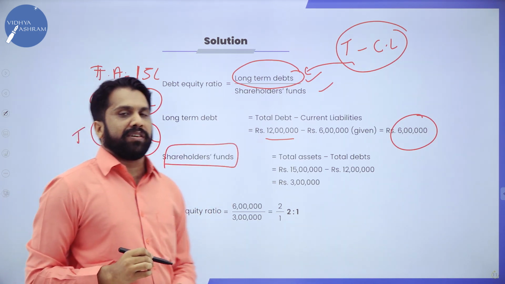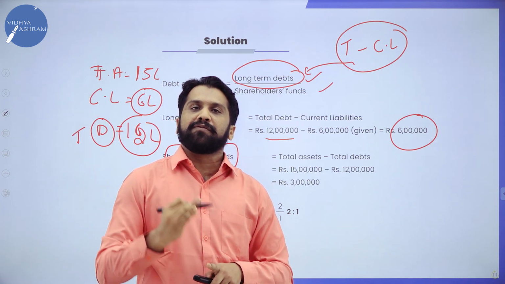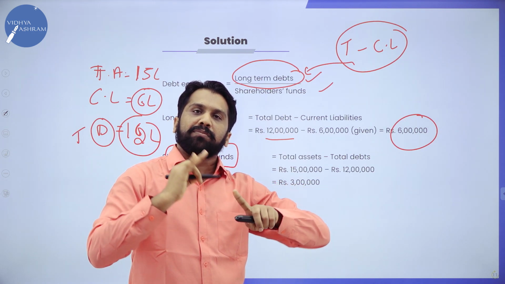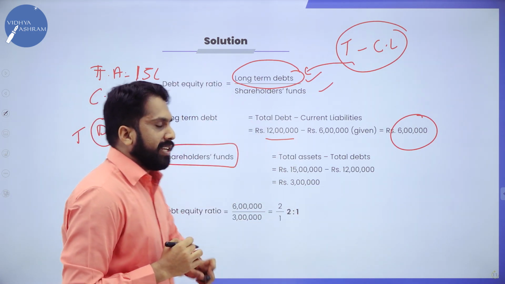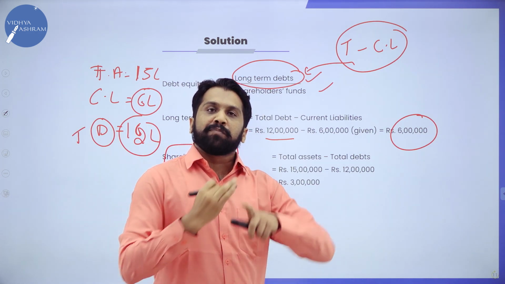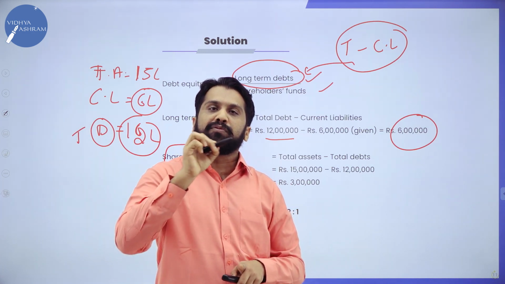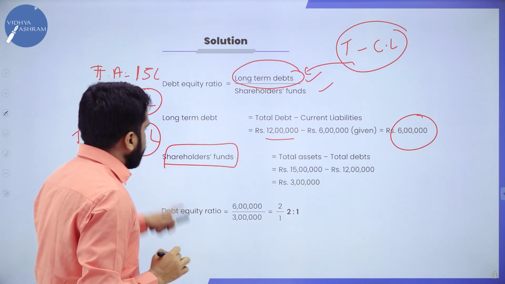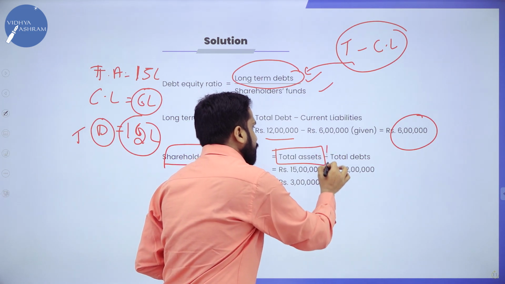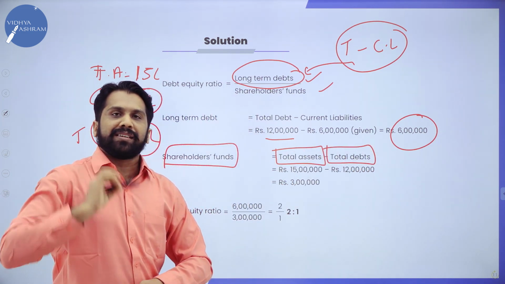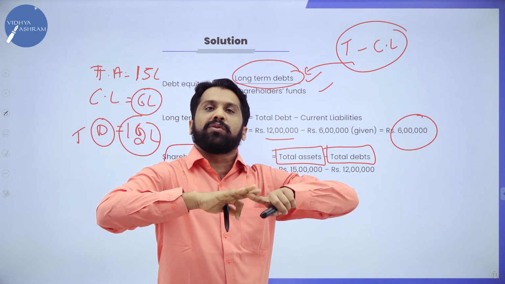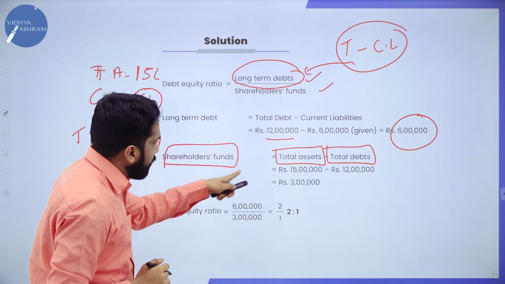What is your shareholders fund? Normally we calculate shareholders fund as your share capital, profit as well as reserve. But in this problem, share capital is not given, profit is not given, and reserve is also not given. So we have to find shareholders fund by one more method: total assets minus total debentures. Remember, if capital, profit and reserve are not given, you have to go with this one.